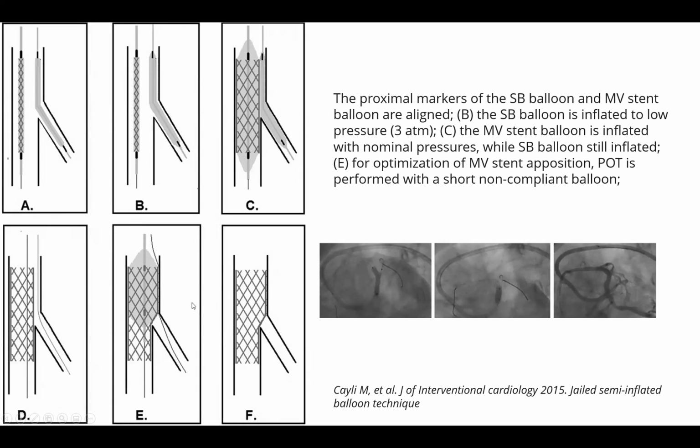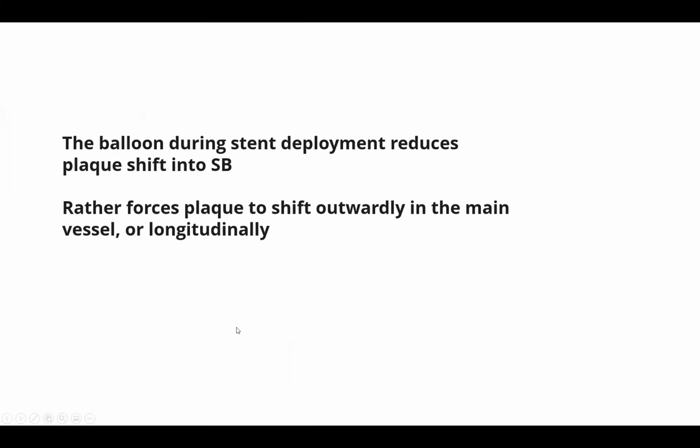So that will reduce the narrowing. And the POT will reduce the carinal shift. So you get the best of both worlds, less plaque shift and less carina shift. All right, I will stop here.